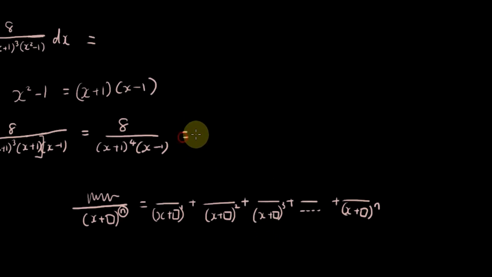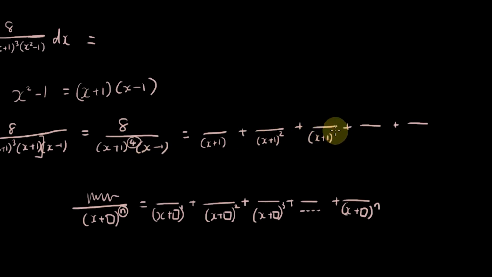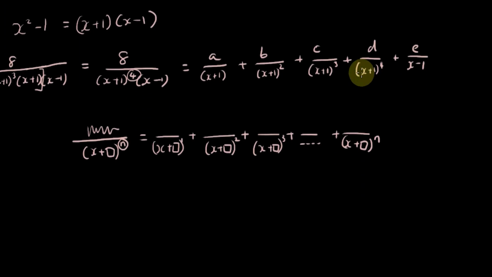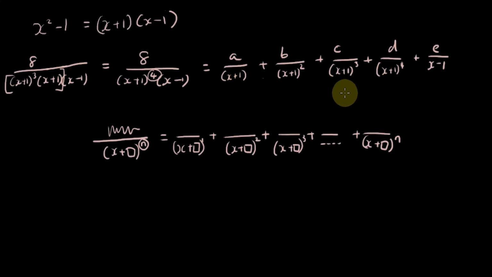So what that means is I'm going to have to break this up. Initially I would just have x plus 1, but then I would have (x plus 1) to the power of 2. Now notice it goes up to 4, so I need to go all the way up to 3, 4. And the last one is x minus 1. So I have A, B, C, D, E. I've got 5 constants I'm trying to find. How would I even find them? There are so many. It's not easy to do. That's why I said it's a hard problem.